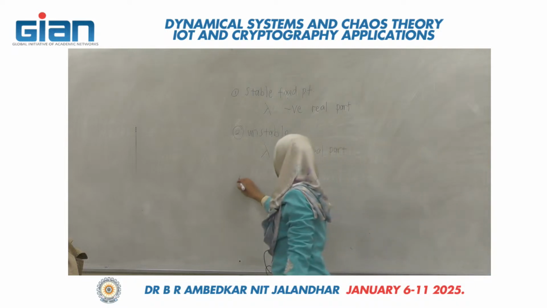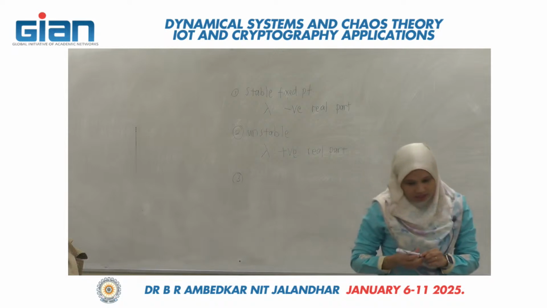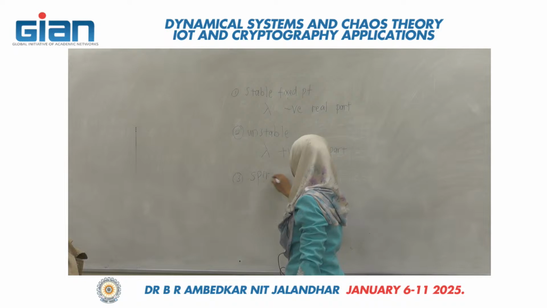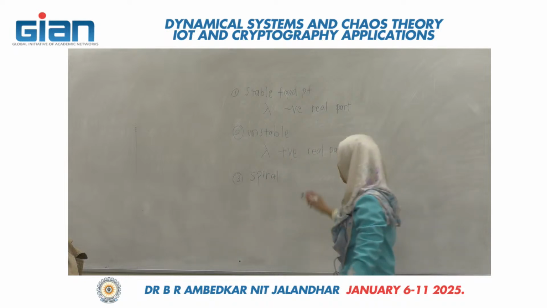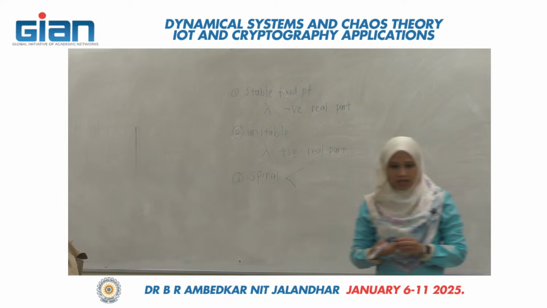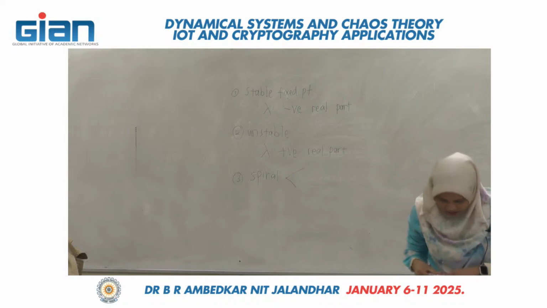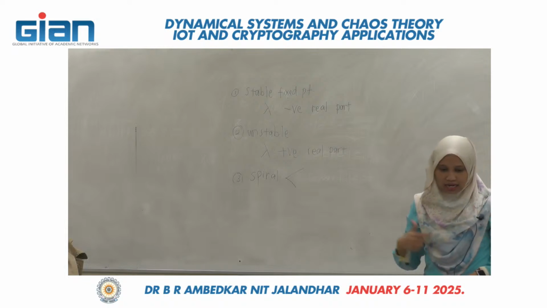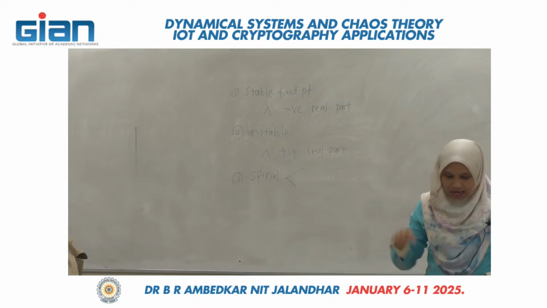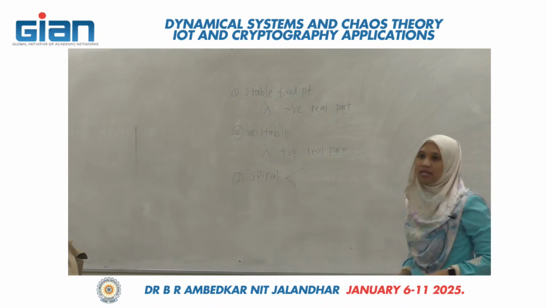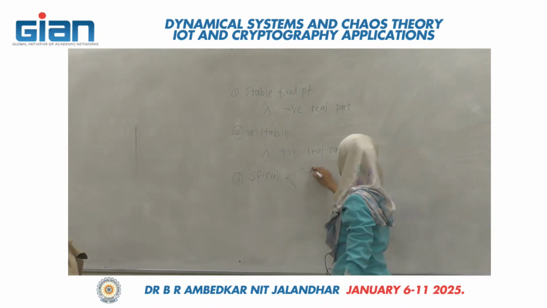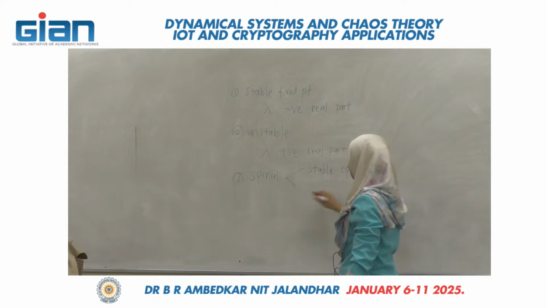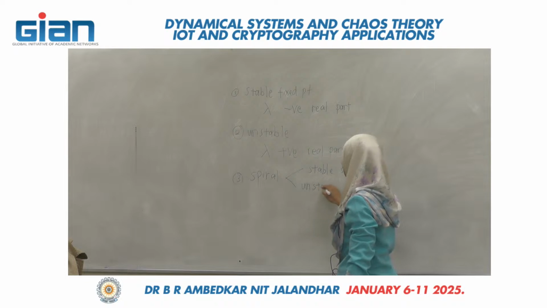We call it spiral. In this spiral we have 2 types. One is the stable spiral, and the other one is the unstable spiral. So we have stable spiral, and the second one is unstable.